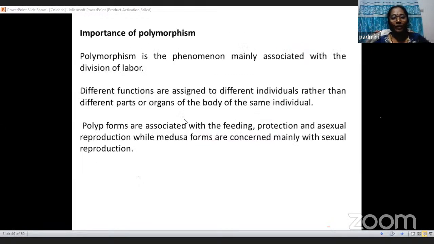Okay, so polyps are associated with feeding, protection, and reproduction, while medusa forms are concerned mainly with the reproduction mechanism. The coral reef that you find over there is only about the polyps that are present, and they are associated with feeding, protection, and asexual reproduction, whereas medusa is only for reproducing the polyp form. So that is all about the polymorphisms in Aurelia.